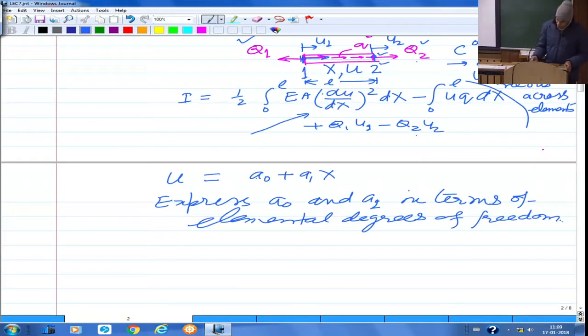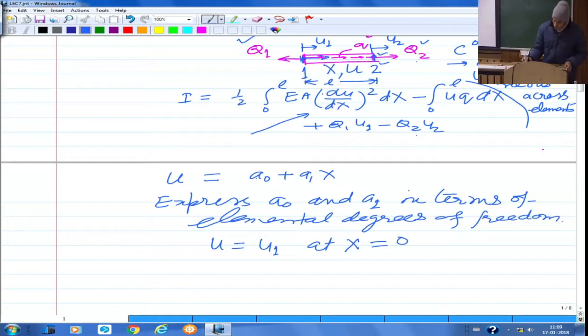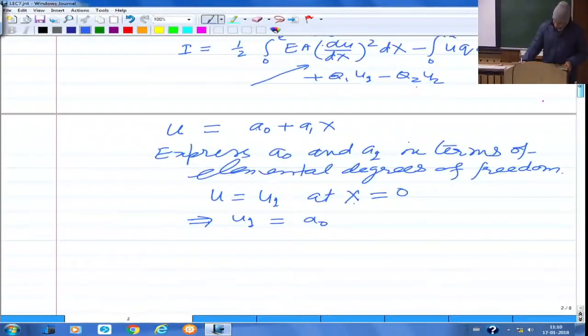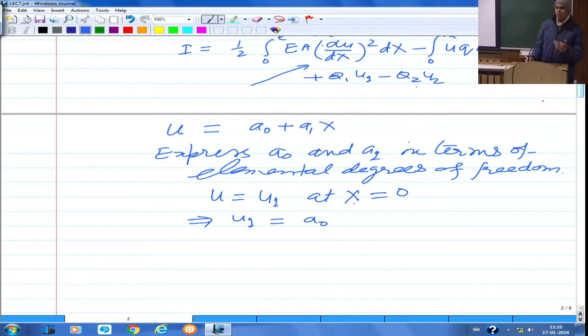So that is essentially, if you look at here, what we are saying, that u is equal to u1 at capital X equal to 0. We are saying that the value of u at this node is u1. So if you use this, in this equation u1 is equal to, when you put capital X equal to 0, on the right hand side you get a0. So that means a0 is directly u1. So a0 can be interpreted as displacement at node 1 of the element.